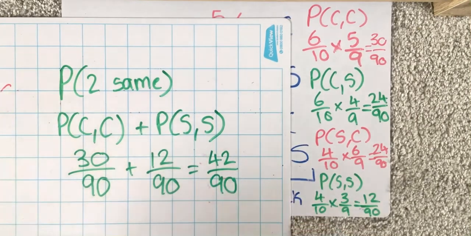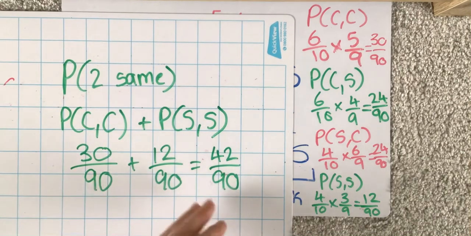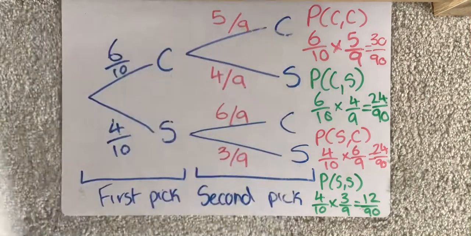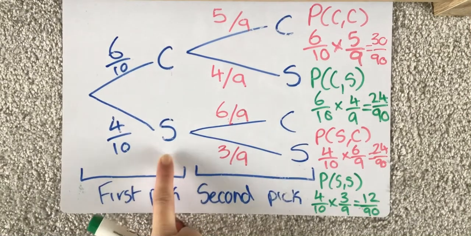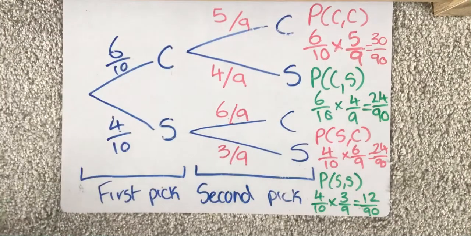Now, obviously, with all of these things, I'm not simplifying them. At the end of a question, you should simplify. I'm only not simplifying them just to show you what actually happens. Please don't simplify at this point. Do not simplify until you get to this bit here where it says something like 42 over 90. Otherwise, it just gets more confusing.